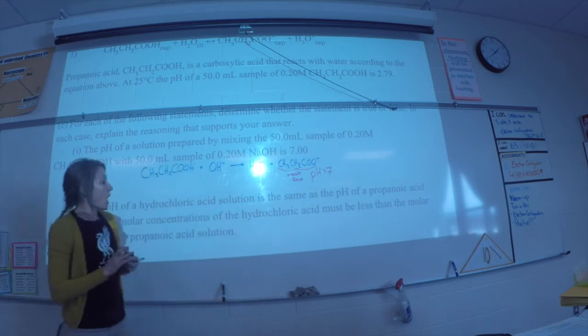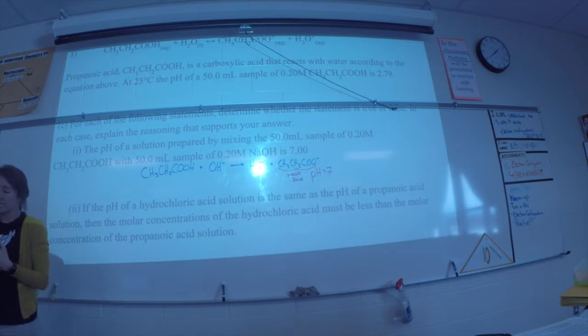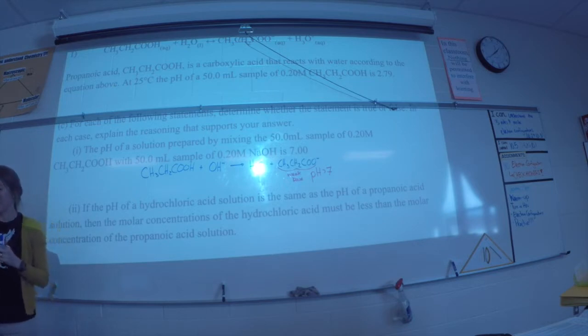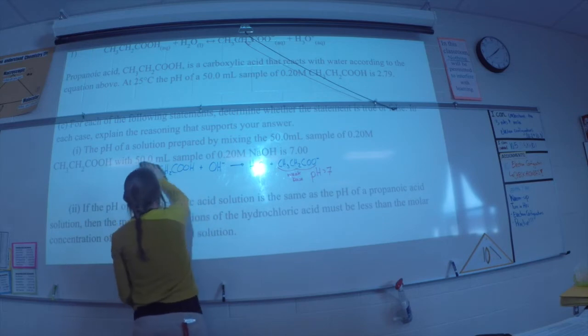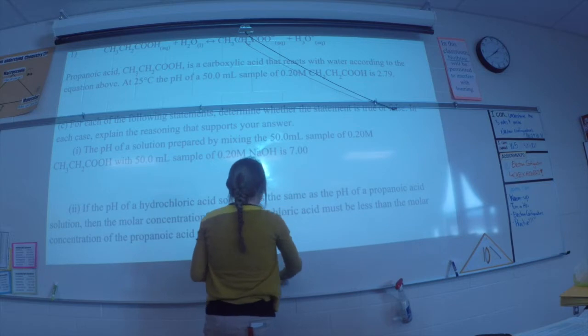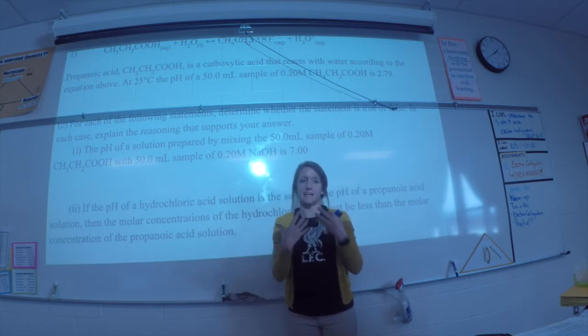Okay? All right, part 2 says, if the pH of a hydrochloric acid solution is the same as the pH of a propanoic acid solution, then the molar concentration of the hydrochloric acid must be less than the molar concentration of the propanoic acid solution. Now, I had a hard time grading this one because a lot of you were on the right track and I was trying to decide where to draw the line, and I just had to go off what the AP answer key says, because once again, I'm trying to train you to make answers that they're going to accept as valid.